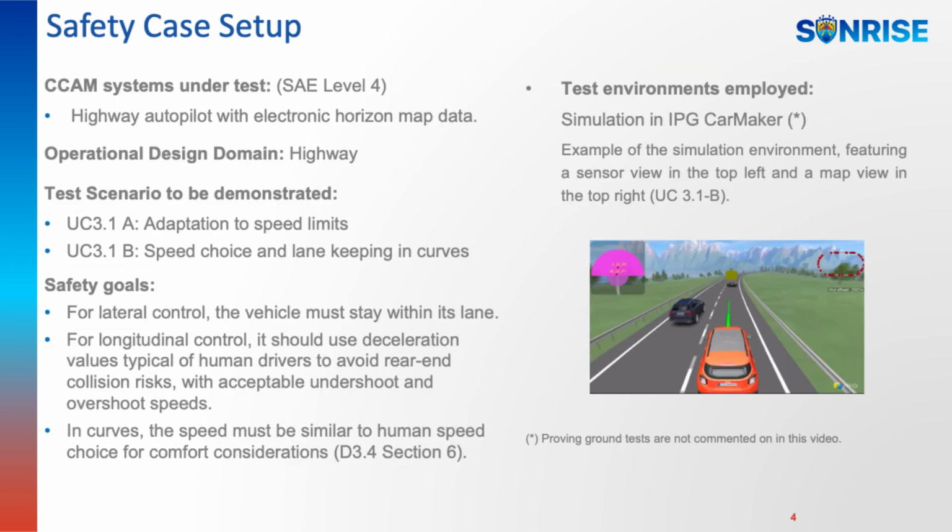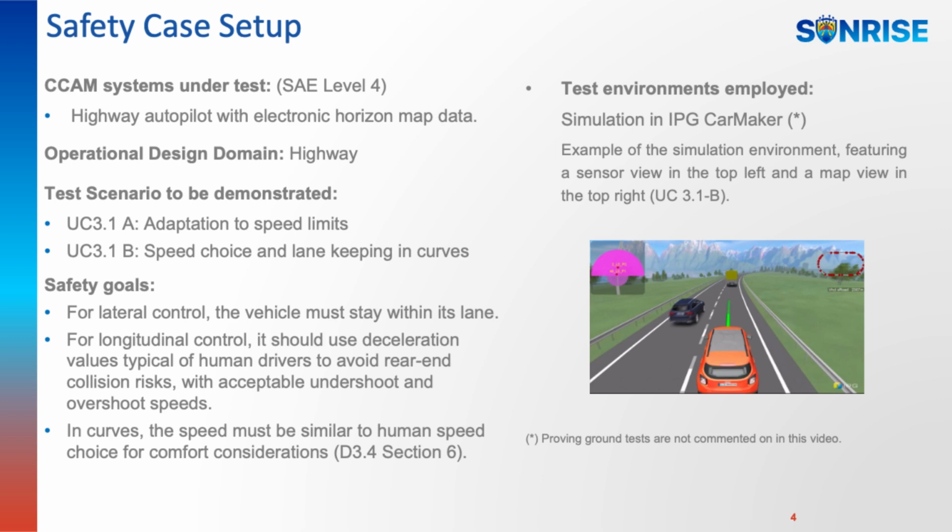The test case setup is based on simulations carried out in IPG CarMaker. The system under test is a highway autopilot with electronic horizon map data. There are 2 test scenarios. UC3.1-A studies adaptation to speed limits. UC3.1-B studies speed choice and lane keeping in curves.